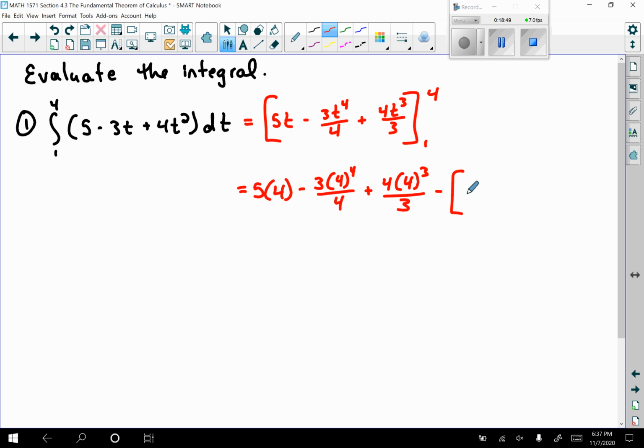Then we have to subtract all this when a 1's going in here. So 5 times 1 is just 5. Minus this will just give us a 3/4, and then plus a 4/3. So here we're going to get 20.